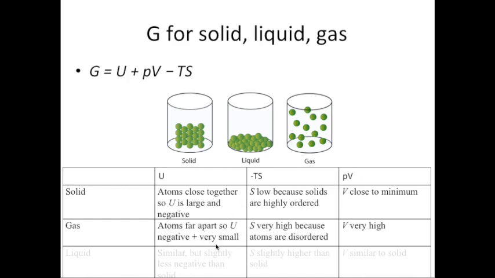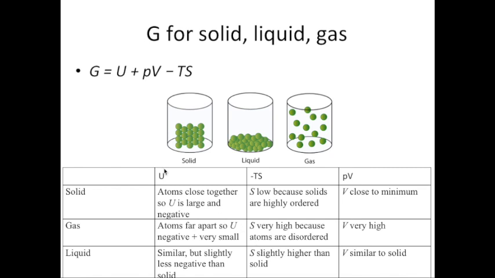For a gas, of course, the atoms are far apart. They're still attracting one another, but they're not as close as they'd like to be, so the U is negative but very small. The S is very high because the gas atoms are disordered, so there's more of a temperature dependence for gases than there is for solids, because S is intrinsically high for a gas, and the volume of course is very high, so the PV term is large as well. For a liquid we have a similar value of U to a solid. The particles are close together. The S is slightly higher than a solid, because liquids, as you know, are slightly more disordered than solids, and the volume is similar to a solid too.